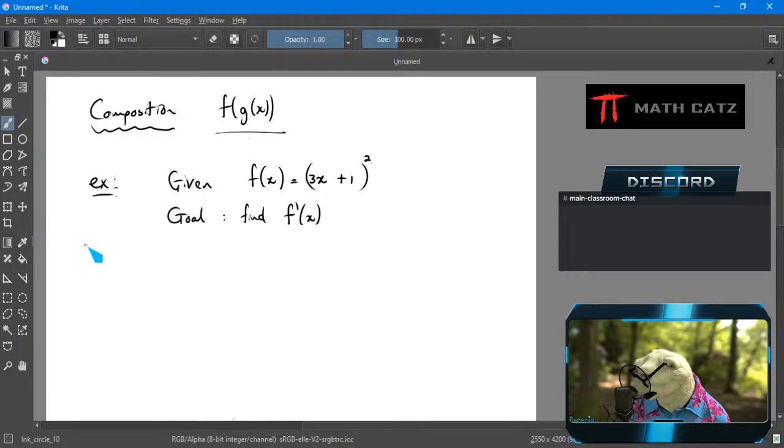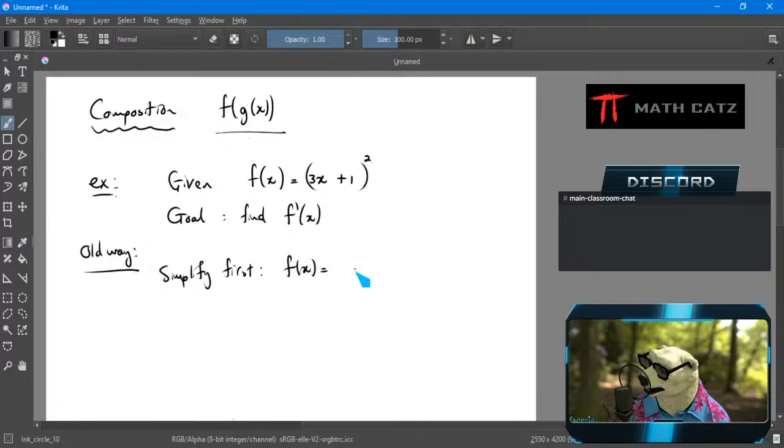Let's suppose the old way. Nothing wrong with it, but it relies on the fact that I don't have too many brackets that I need to multiply. So because it's a bracket squared, my old way is to simplify first, and I can definitely handle this. Simplify first to see the function as 9x squared plus 6x plus 1. We can all do that.